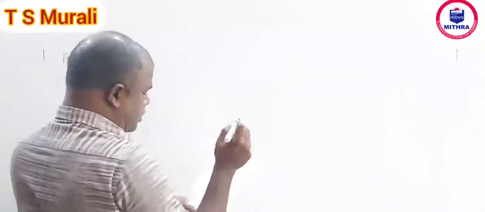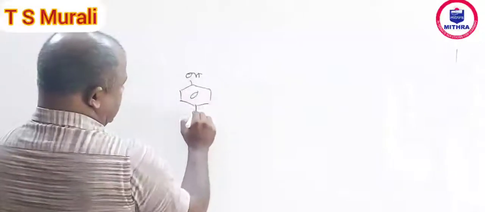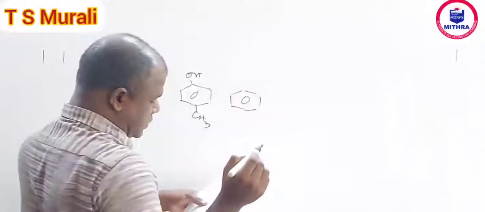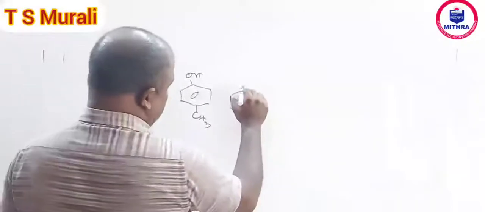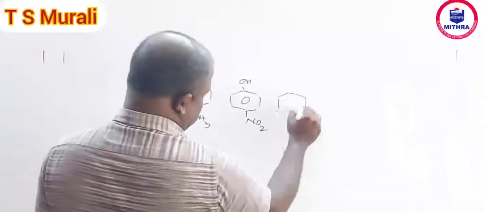What are the compounds? Paracresol. What is it? An OH group, and here there is a methyl group. This is called cresol, and another molecule is paranitrophenol, with a nitro group, and another is phenol itself.